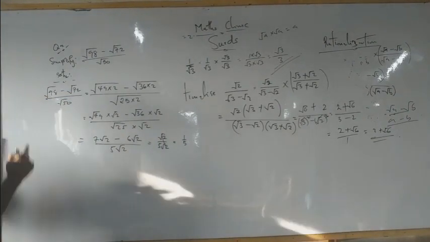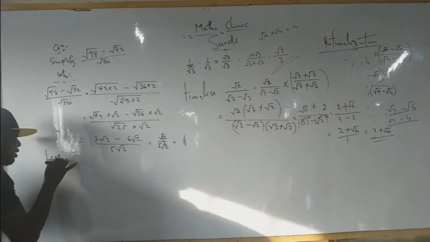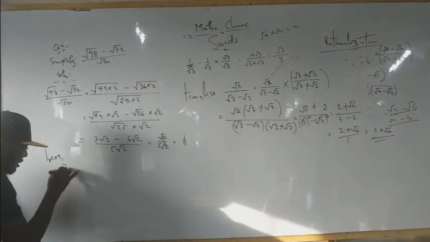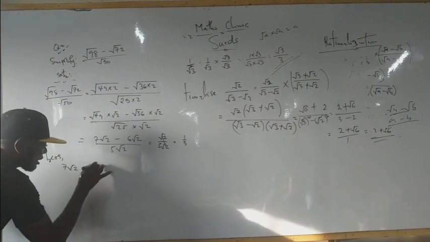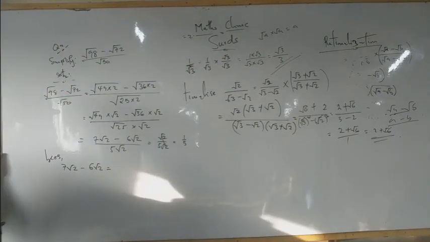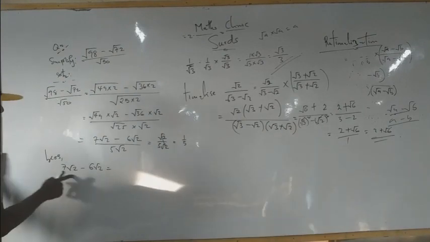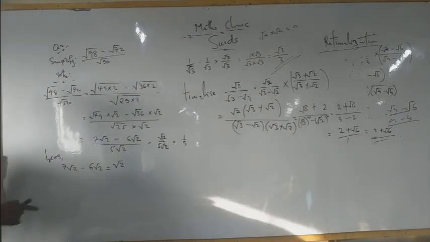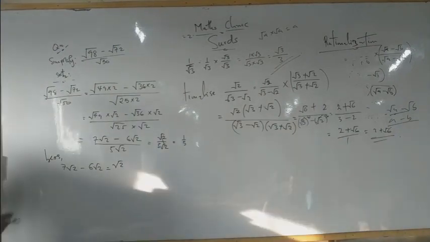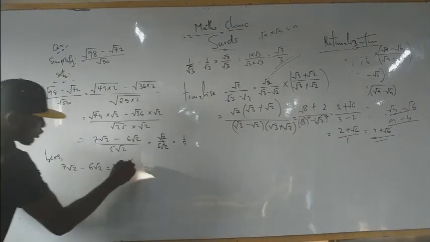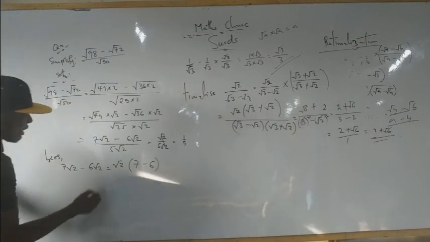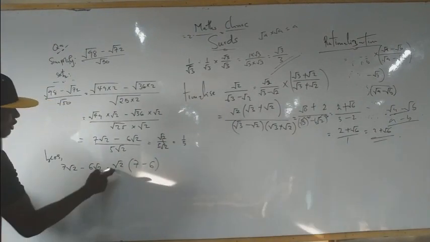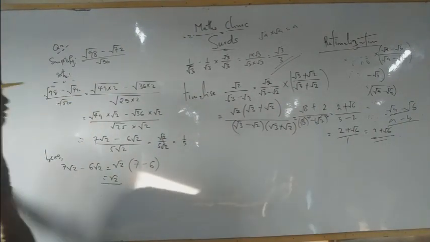Now let me justify that. If you have 7 root 2 minus 6 root 2, you can decide to factorize, bringing out the common factor. What is common there? Root 2 is common. Don't say 2, 2 is not common. There's a difference between root 2 and 2. Root 2 is common, to be left with 7 minus 6, isn't it? 7 minus 6 is 1. 1 times root 2 gives us root 2. Do you understand that?